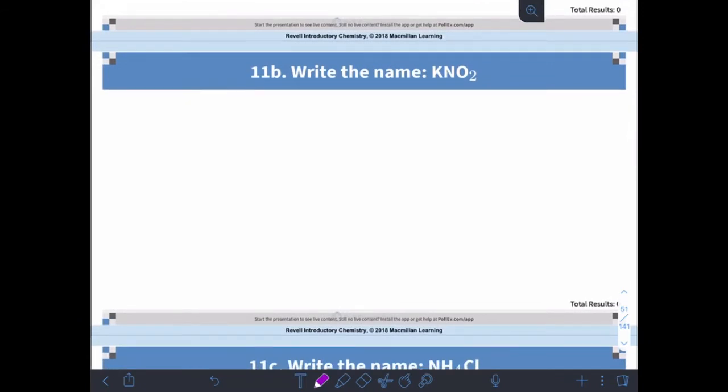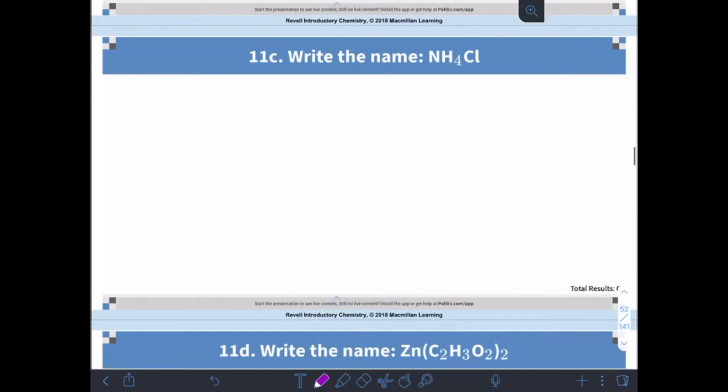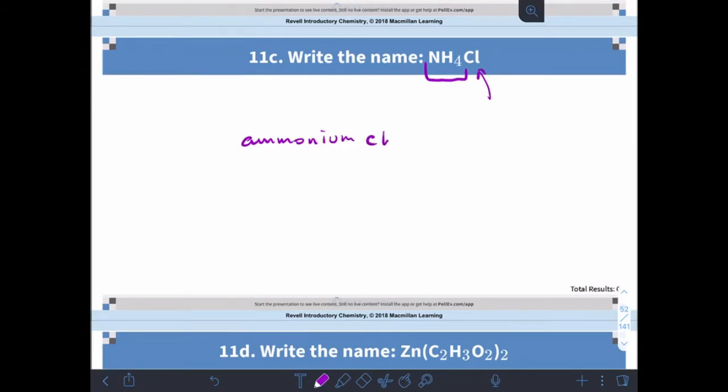All right, here we have potassium and NO2. NO2 is the nitrite ion. And then we just give the potassium name. Right, again, noticing that we have more than 2 elements here. This piece right here, that's our ammonium. And then the Cl minus by itself is chloride.